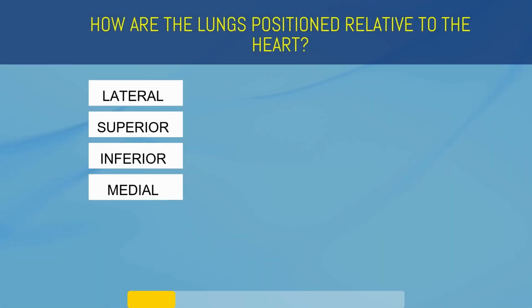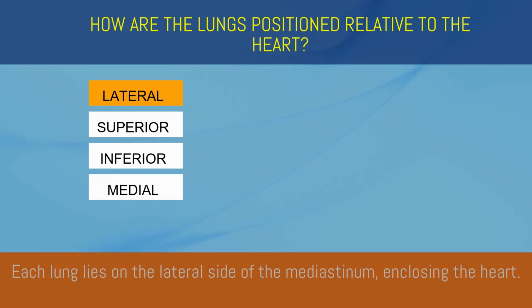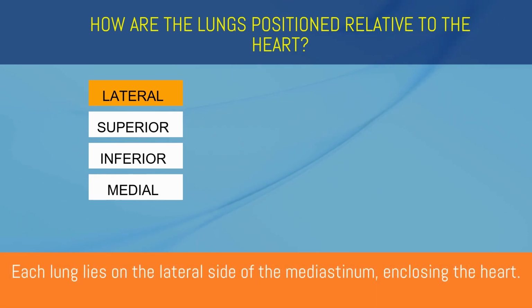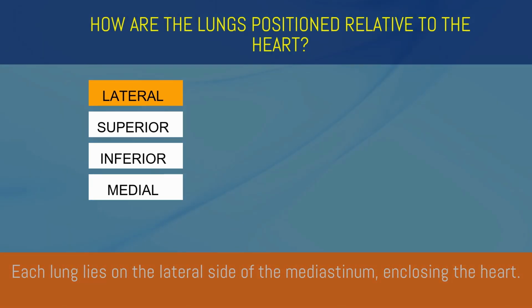How are the lungs positioned relative to the heart? Lateral, superior, inferior, or medial? Lateral. Each lung lies on the lateral side of the mediastinum, enclosing the heart.